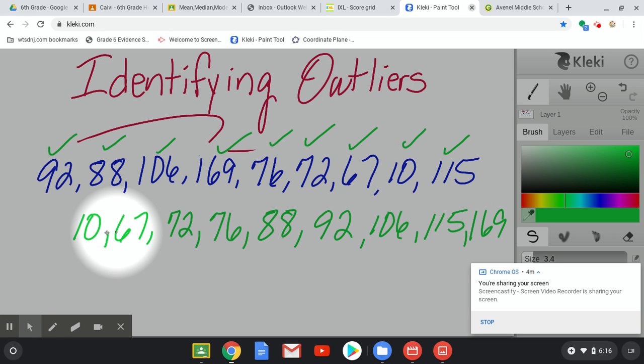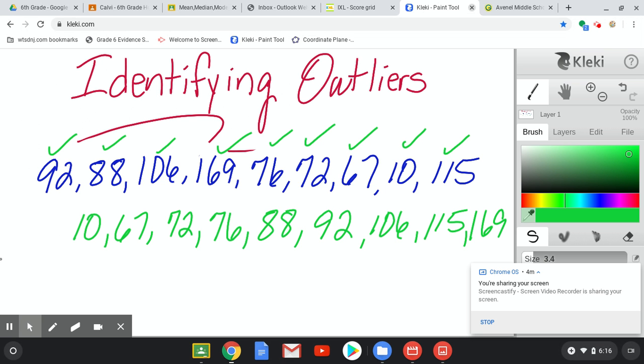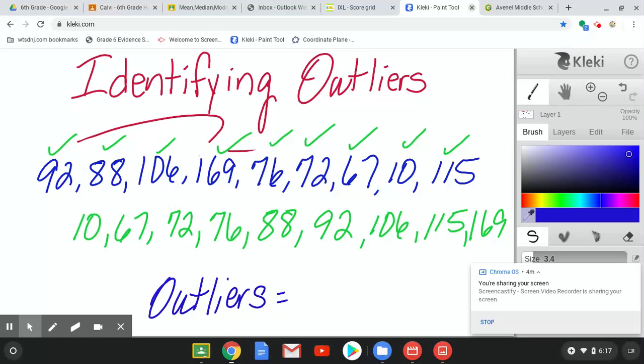So in this case, when we're looking at our data set in order from least to greatest, you'll notice that the number 10 is very far from the rest of my data. And 169 is pretty far off also. So in this case, we have two outliers. The outliers for this data set would be 10 and 169, because both of those are pretty far off from the rest of the numbers in our data set. So we have two outliers, 10 and 169. Okay, so that is just a little bit of information about outliers.